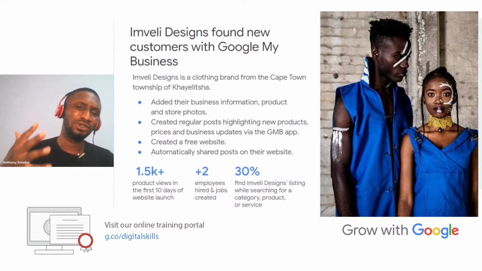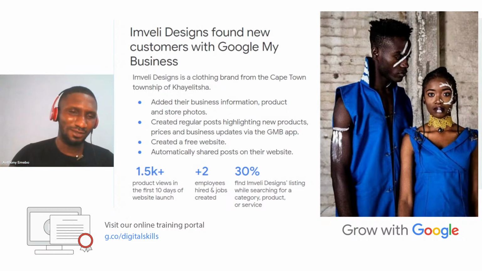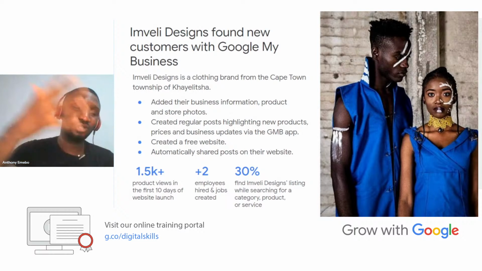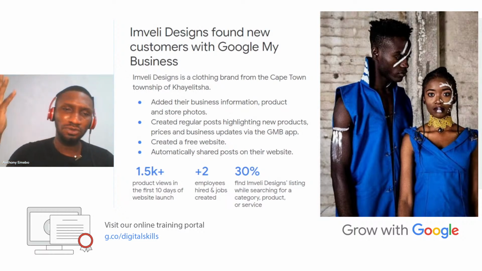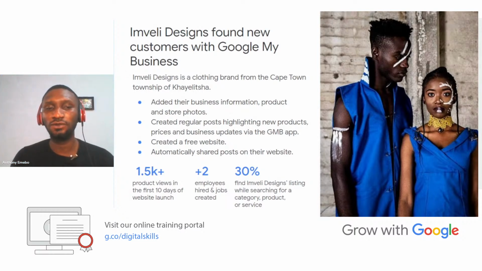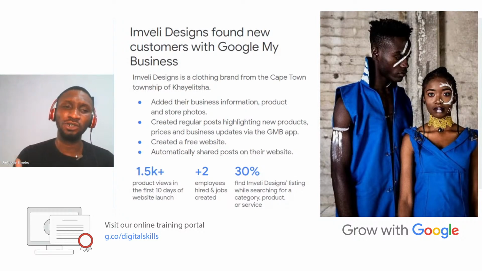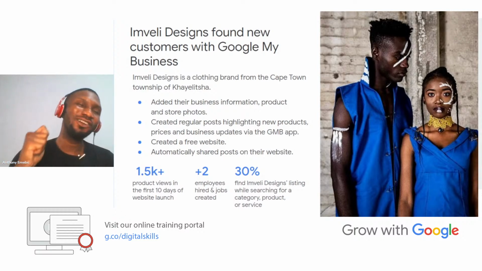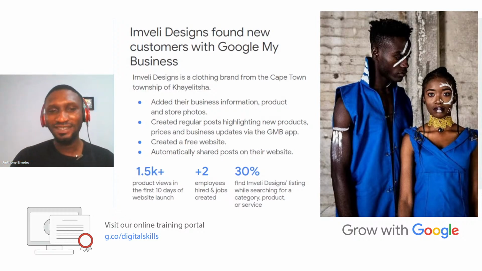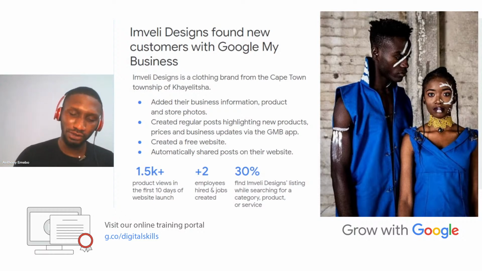That's what Untitled Designs did, and you can automatically share posts on the website. This is also something they did. Posts that you make on Google My Business will be reflected on the website you've gotten from Google My Business. Now let's look at the results they've gotten. They had over 1,500 product views in the first 10 days of their website launch. They've gone on to hire more than 2 people, and 30% found the Untitled Designs listing while searching for a category, product, or service.